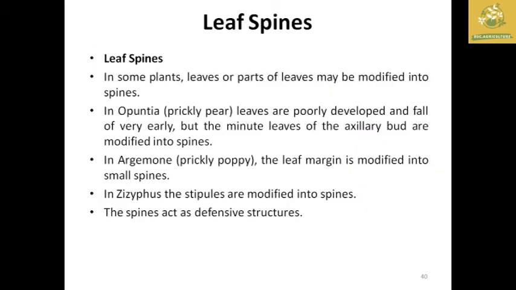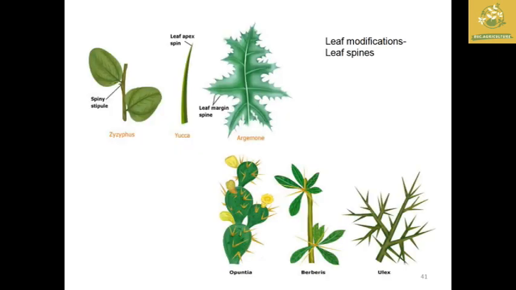And the third one is leaf spines. Some of the leaves are modified as spines. For example in rose and prickly pear, they are mainly for protection from herbivorous animals. That's why they act as a defensive structure. So these are the images.